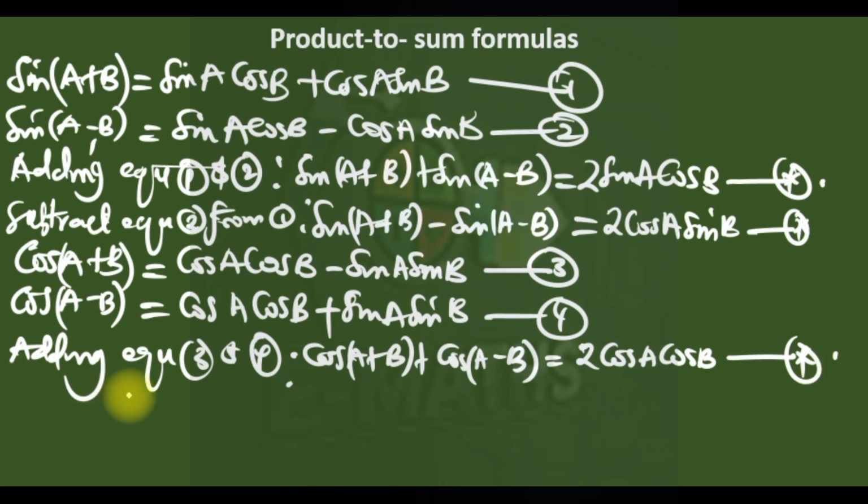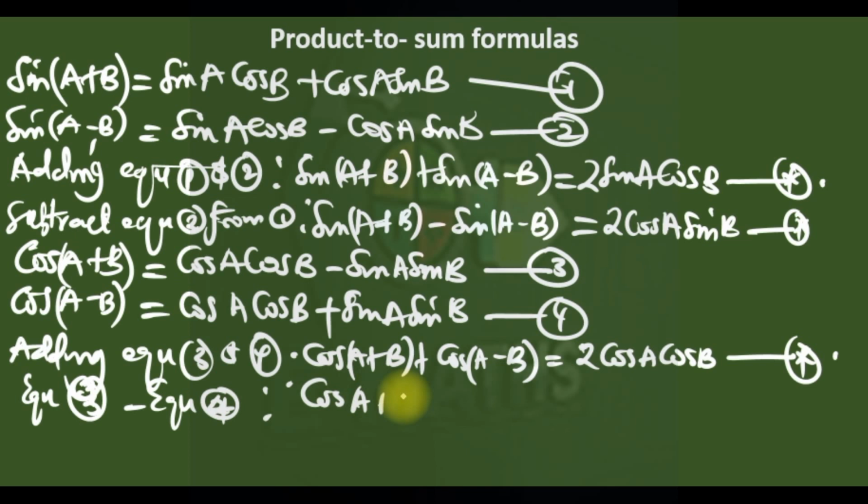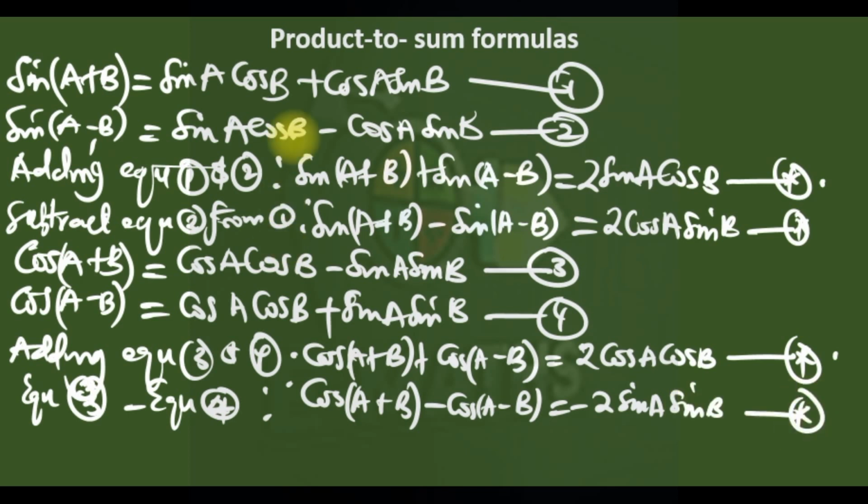So let's subtract. Let's do equation 3 minus equation 4. We now see that it's cos A plus B minus cos A minus B. This minus this is 0. This minus minus, so we have minus 2 sine A sine B. So these are the 4 product to sum formulas. Very important. So let's use them now.